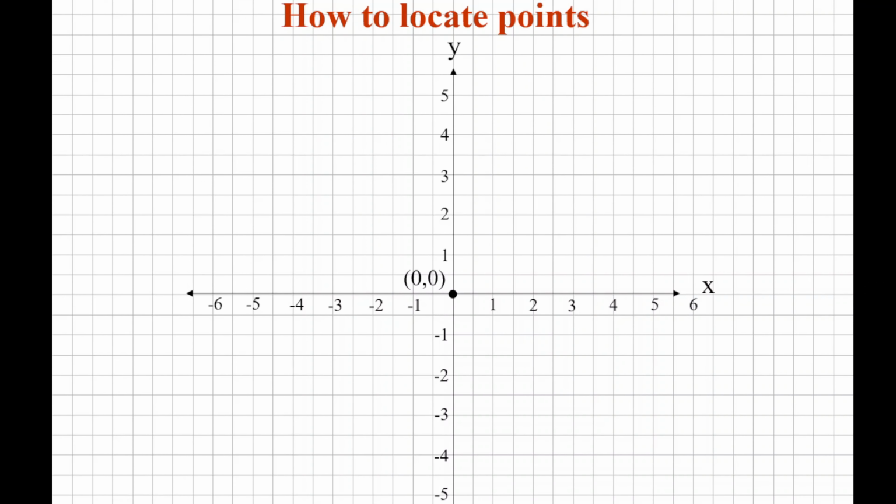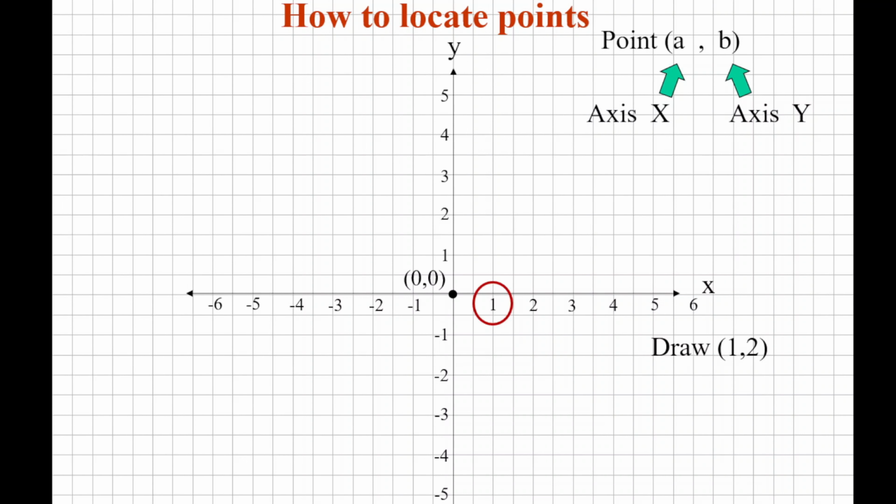A point on the Cartesian plane is written in parentheses and consists of two values. The first value corresponds to the x-axis, and the second value corresponds to the y-axis. To locate the point 1, 2, first find the number 1 on the x-axis, then find the number 2 on the y-axis. The point is where these two values meet.